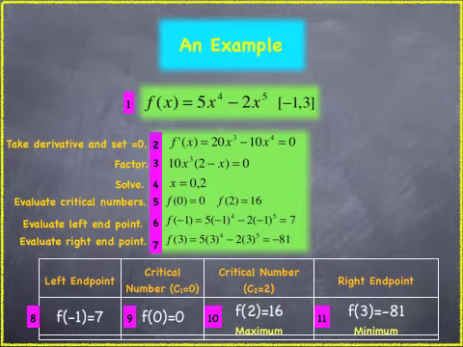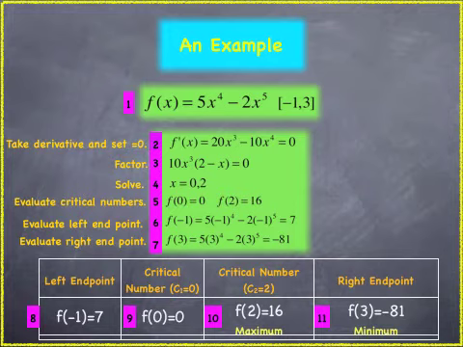In step 5, we evaluate our critical numbers. In other words, we plug 0 back into our function and solve, and we plug 2 back into our function and solve. And we get 0 and 16. Then in step 6, we want to evaluate our left endpoint, which is -1. We plug that back into our function and get 7. And in step 7, we evaluate our right endpoint. So we plug 3 back into our function and we get -81.